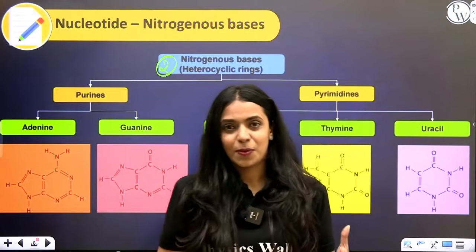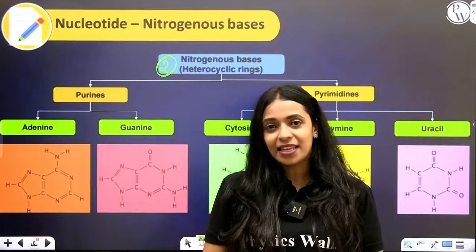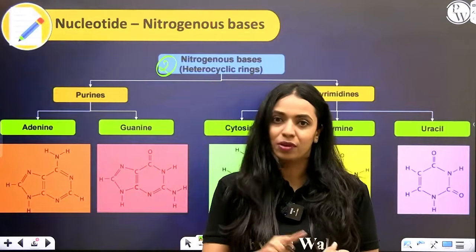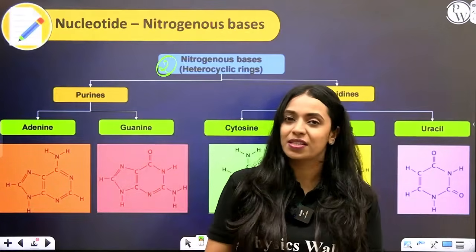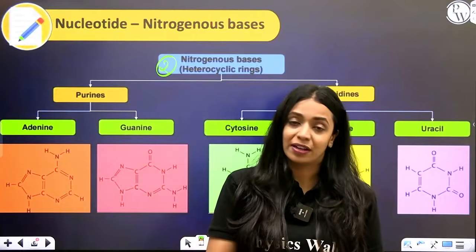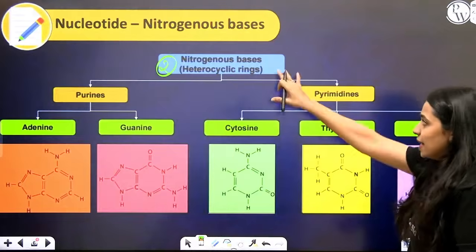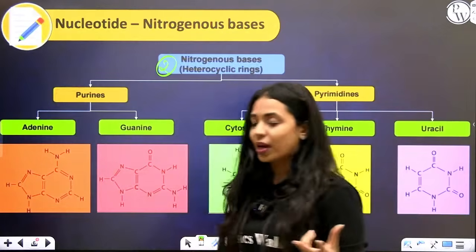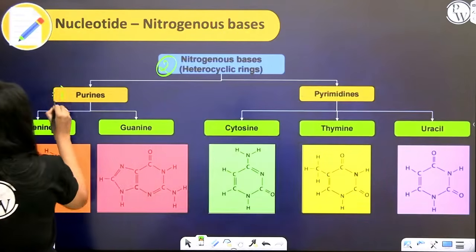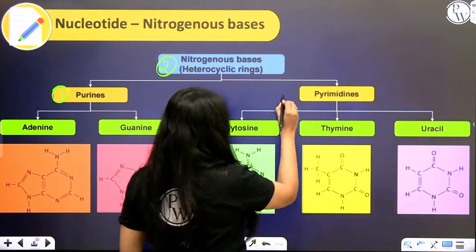What are nitrogenous bases? They are heterocyclic rings. Within these rings, definitely you will find nitrogen, which is why it's called nitrogenous bases. Apart from nitrogen, we will also find carbon, oxygen, and hydrogen. So, these nitrogenous bases are basically of 2 kinds. The first type is called purine and the second type is called pyrimidine.